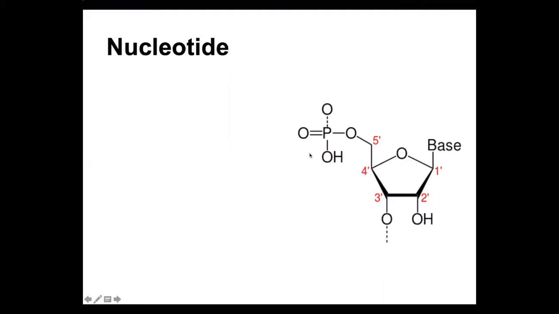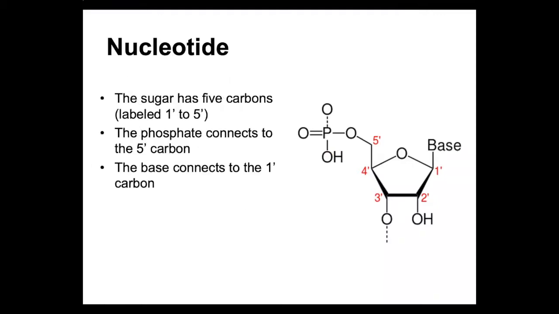As I said, the nucleotide, the sugar has 5 carbons, 1, 2, 3, 4. Okay, the 5th one's like in between the sugar and the phosphate, but whatever. We care about the 5' and the 3' carbons. And if I'm going too fast, by the way, feel free to pause and write things down.